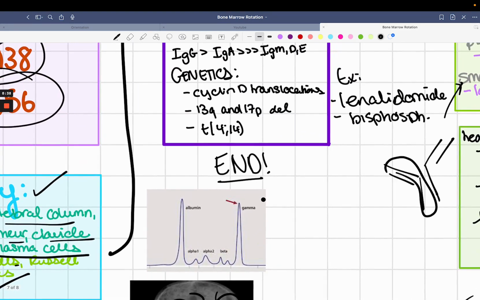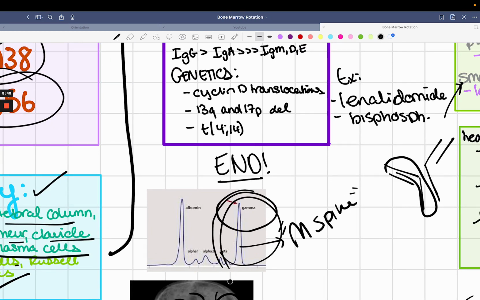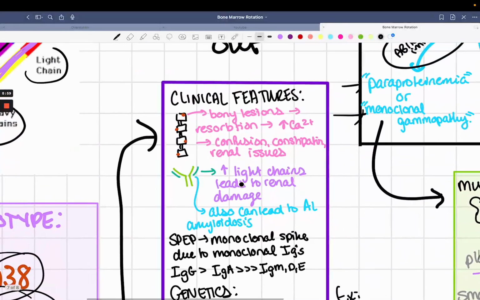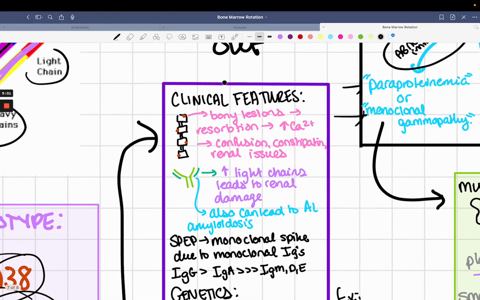And the last chart here is the one with the gamma spike. So this is what the M spike is referring to. It's referring to this gamma layer or area here in this curve. Once you see this, that means that there is a potential monoclonal population in the bloodstream. And then lastly, we have clinical features.